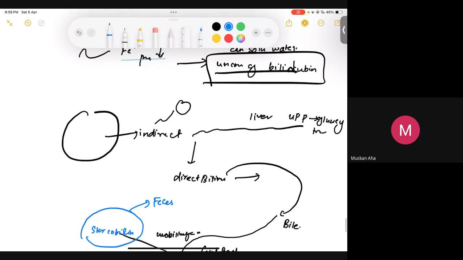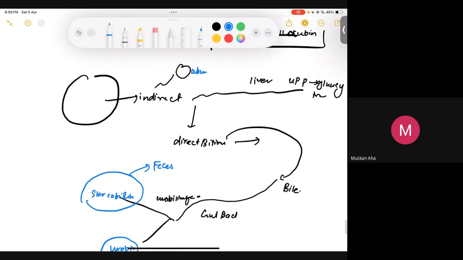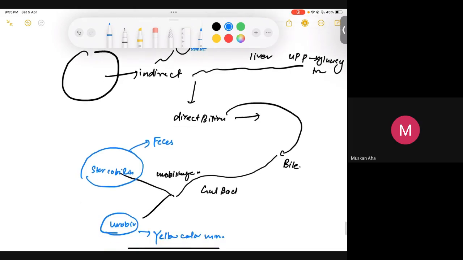Heme is going to be converted into biliverdin and indirect bilirubin, right? Your albumin is going to take this indirect bilirubin into your liver. There you have an enzyme, UDP-glucuronosyltransferase. It's going to be converted into direct bilirubin.